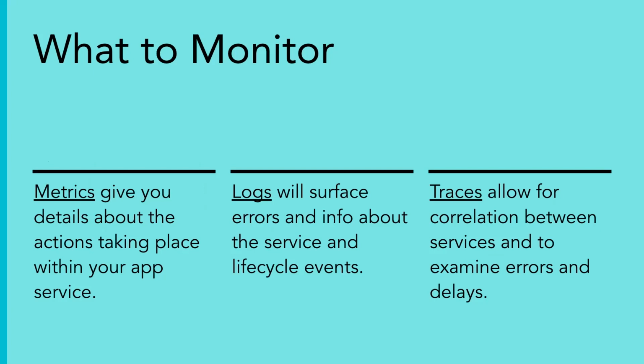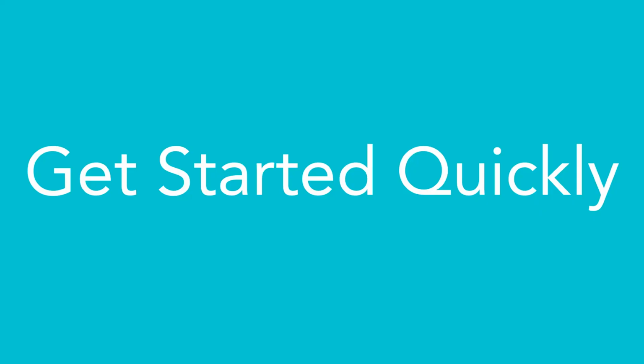Logs give us details about the errors, but can also surface info about the app itself, any lifecycle events like stop, start, new deployments, or debugging. Finally, traces can help us correlate between services, as well as drill down into those errors and delays. If you don't already have an AKS cluster deployed, the repository on GitHub that I demoed earlier can be run in your Azure account. If you want to just deploy it, click the Deploy to Azure button like in the demo, and that's it.